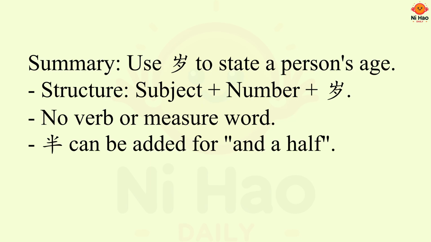Summary: use 岁 to state a person's age. Structure: subject plus number plus 岁. No verb or measure word. 半 can be added: 4 and a half.